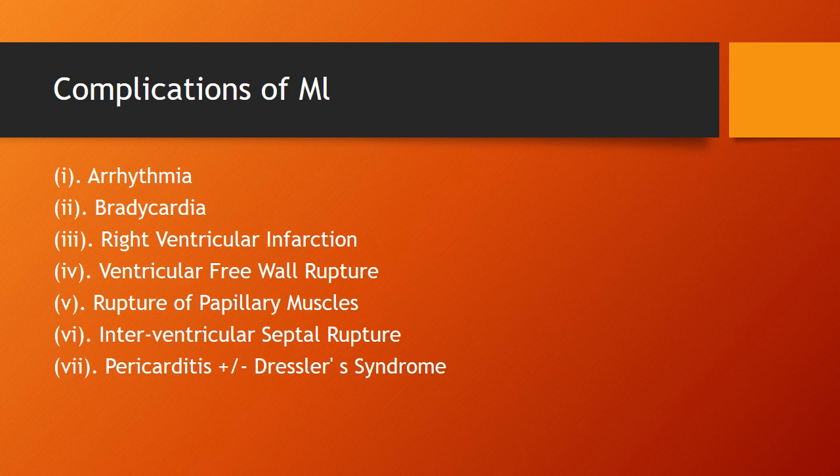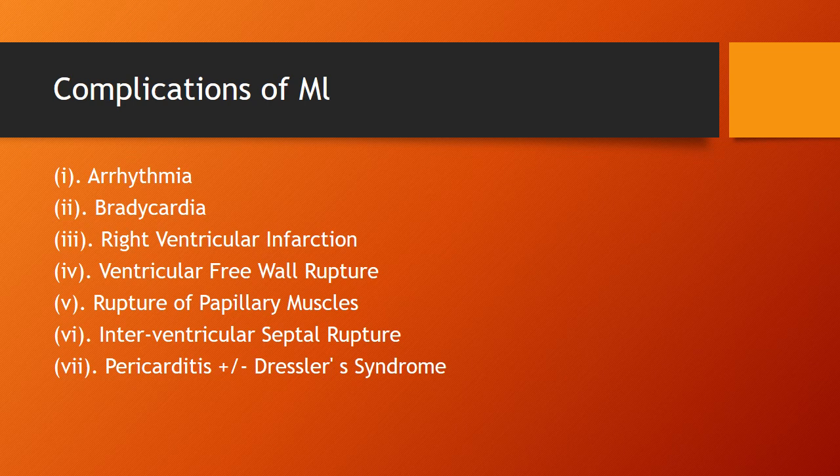The fourth complication is ventricular free wall rupture. It is the most common mechanical complication following MI, and it presents as cardiac tamponade and is usually fatal. It occurs more frequently on day 3 to 7 after the onset, and treatment is pericardiocentesis, inotropes, and surgery, same as the treatment for cardiac tamponade.